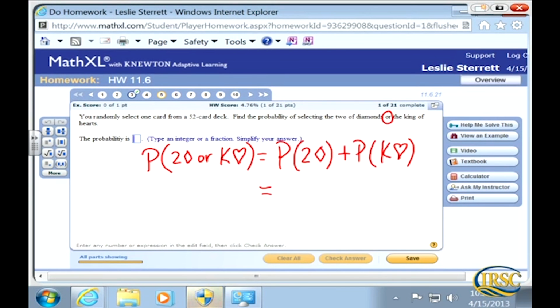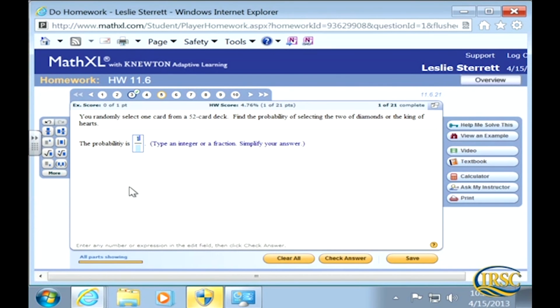Okay, what is the probability of selecting a 2 of diamonds? 1 out of 52. There's only 1 2 of diamonds in the deck. What's the probability of selecting a king of hearts? Also 1 out of 52. So adding, you get 2 out of 52. Does that reduce? Okay, 1 over 26. Okay, so 1 over 26. Good job.